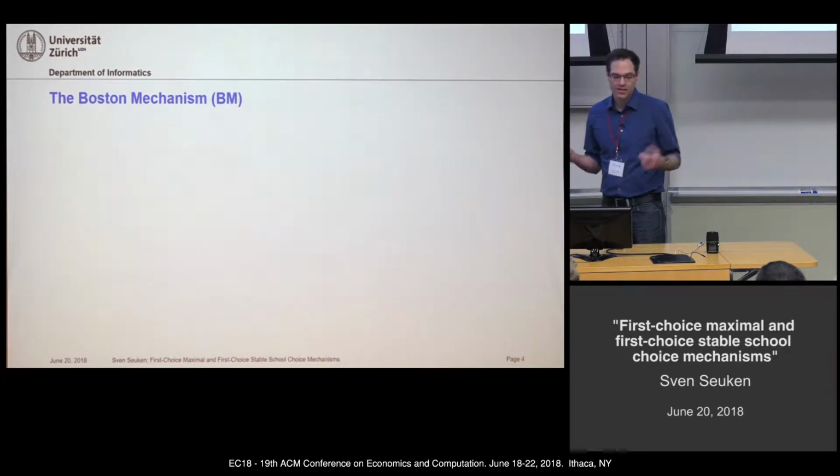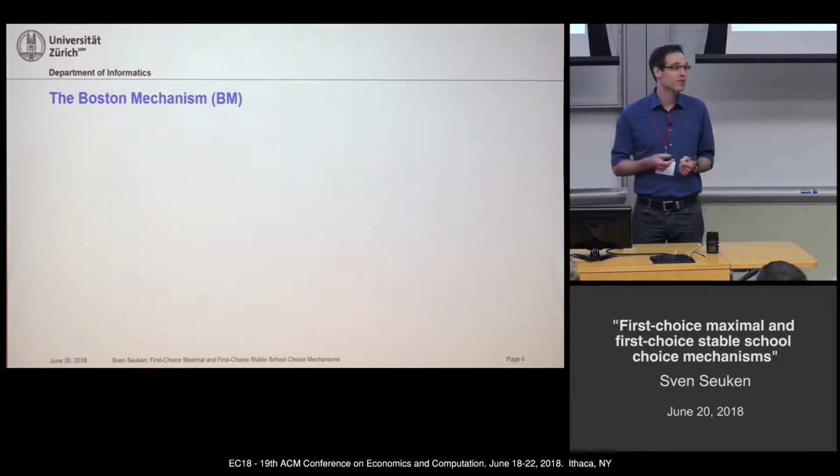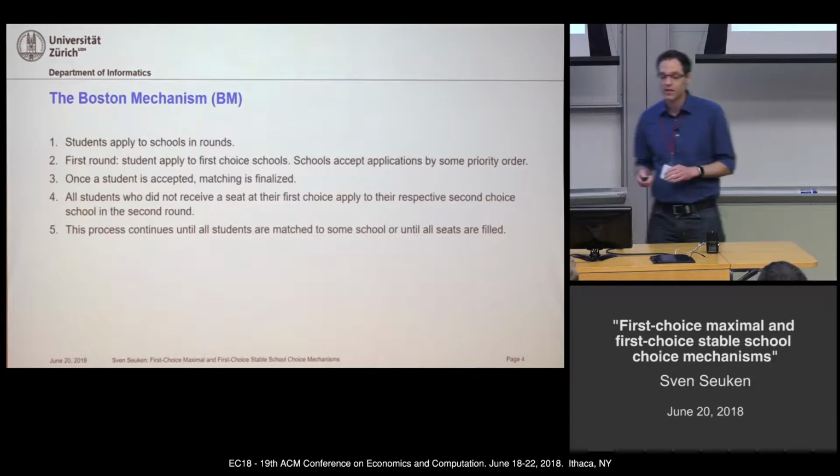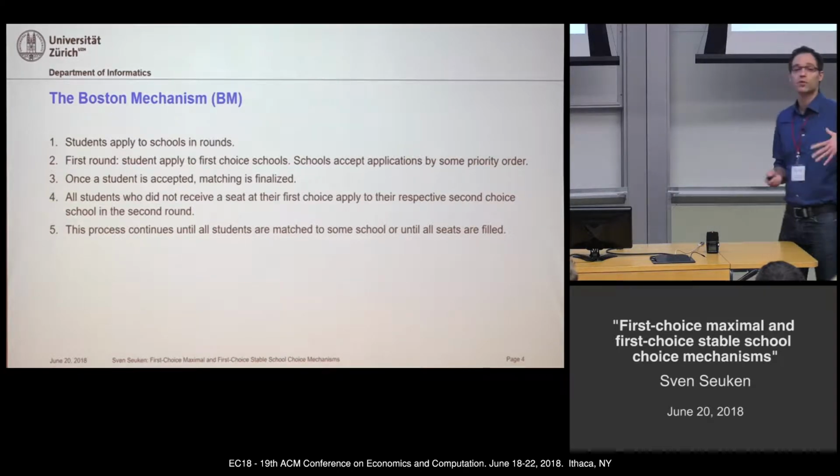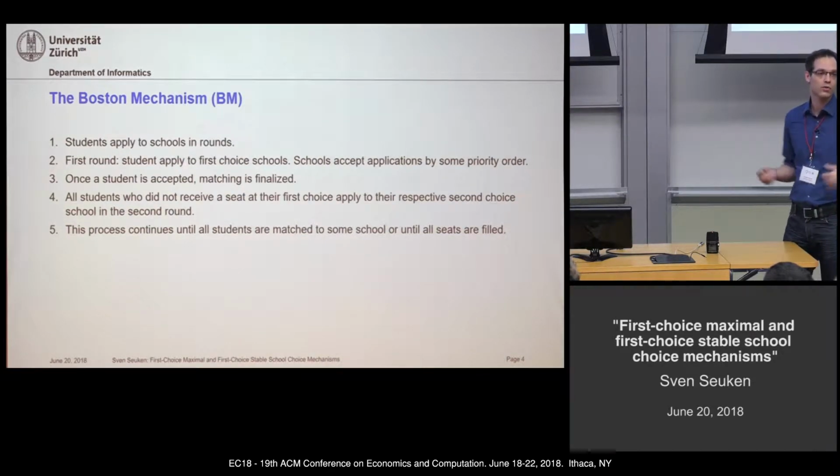The one mechanism that you probably all know and that satisfies first choice maximality is the Boston mechanism. If you don't know it, here's a very quick recap. The mechanism proceeds in rounds. In the first round, the students apply to the schools, and the schools accept the applications by some kind of priority order, that may be by GPA, for example. Once a student is accepted, the matching is finalized, already after the first round. All the students who didn't receive a seat at their first choice then apply to their second choice in the second round. And this process repeats either until all the students are matched to some school or until all the seats at all schools are filled.